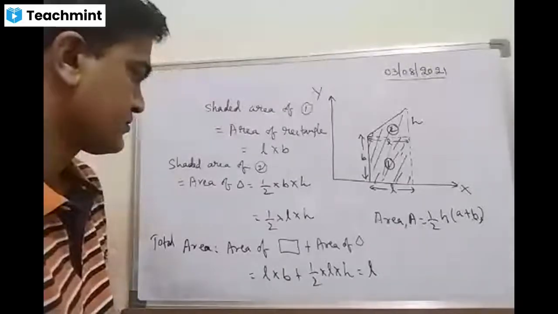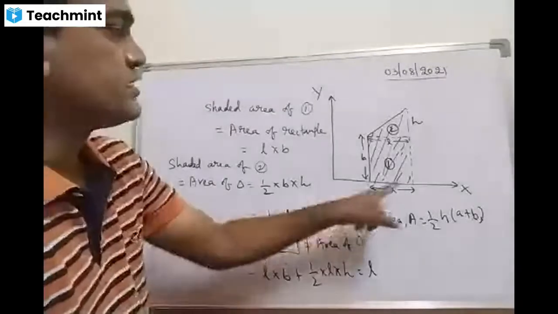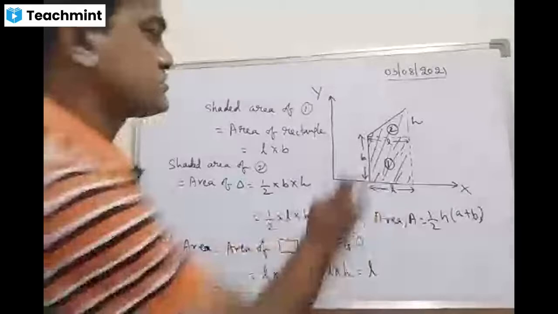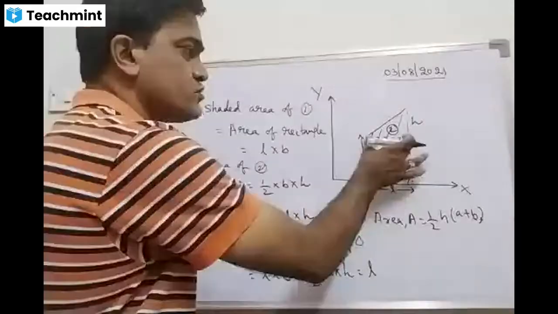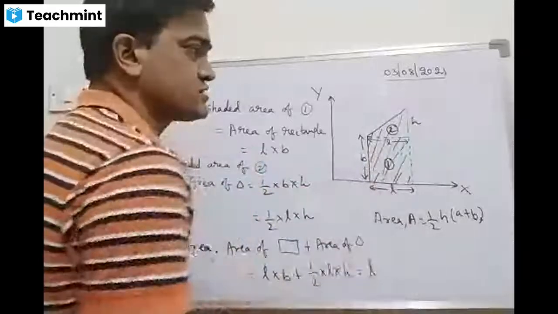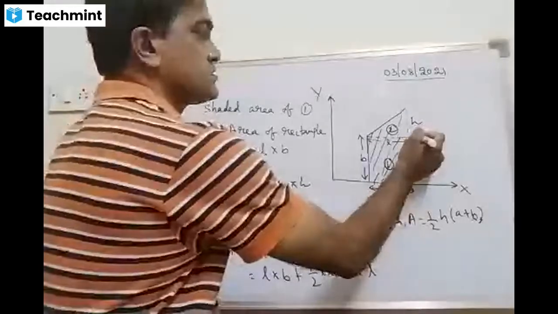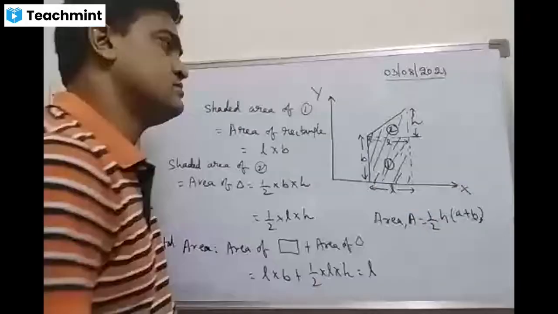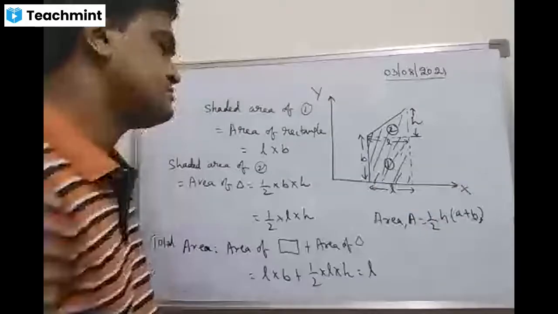Sorry. Length into breadth. And if this height I am taking as H, this height is H. So half is base into height. Common, then plus, H by 2.